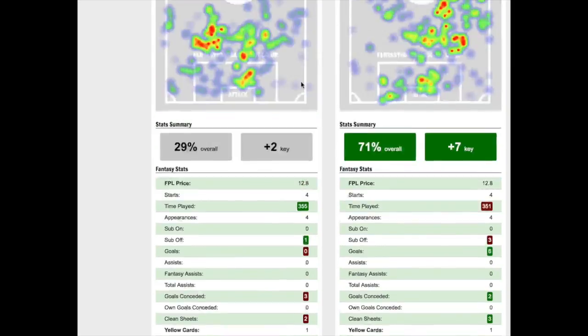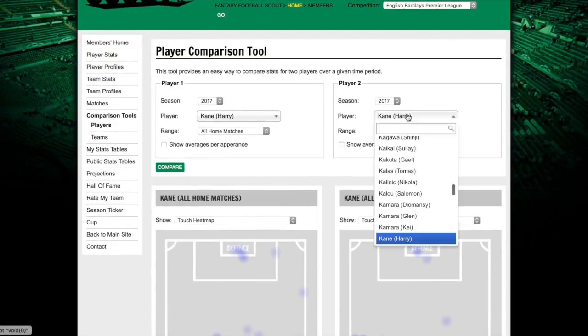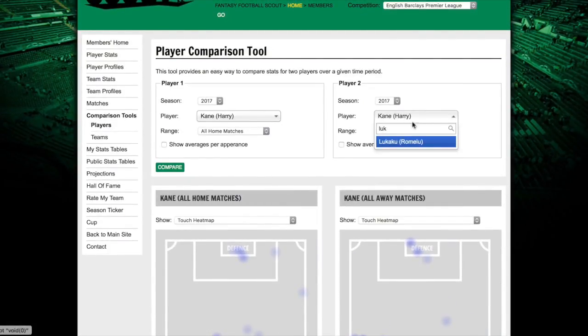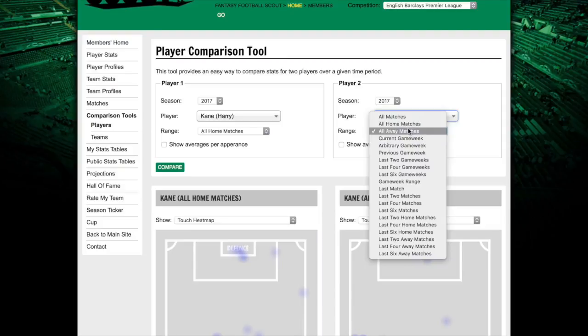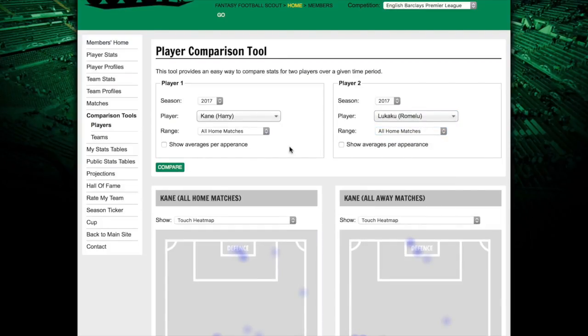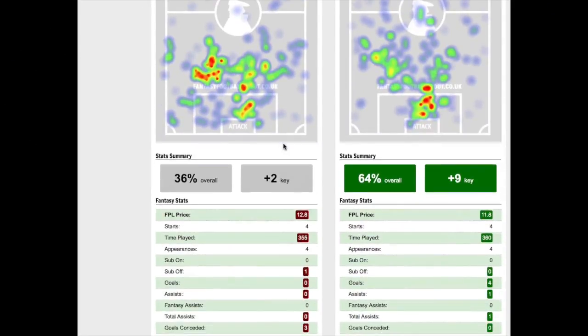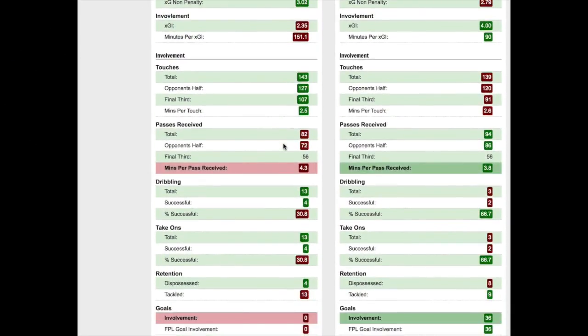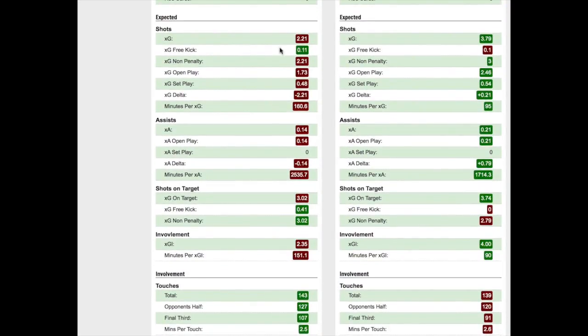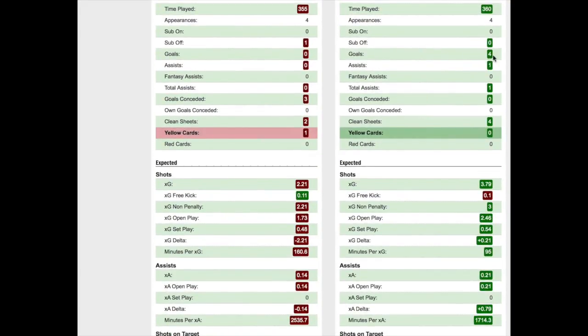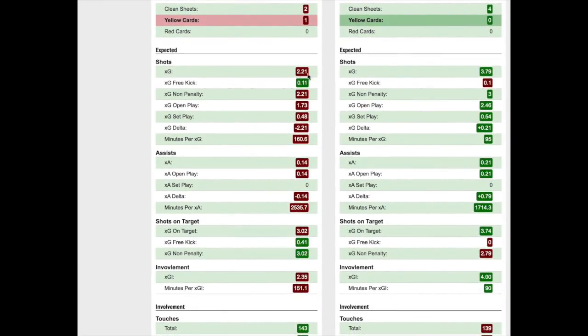Of course, you can compare 2 different players. We can compare Kane to Lukaku for home matches, for example, and see how the difference is here. Quickly do that. There we go. Kane, Lukaku home matches. There's the heat map for touches, and here's the expected data. So Lukaku, very different. Expected goals 3.79. He has, of course, scored 4 goals, so he's been on the money almost in terms of expected data. And compared to Kane, he is far more likely to score in home matches based on the data so far.